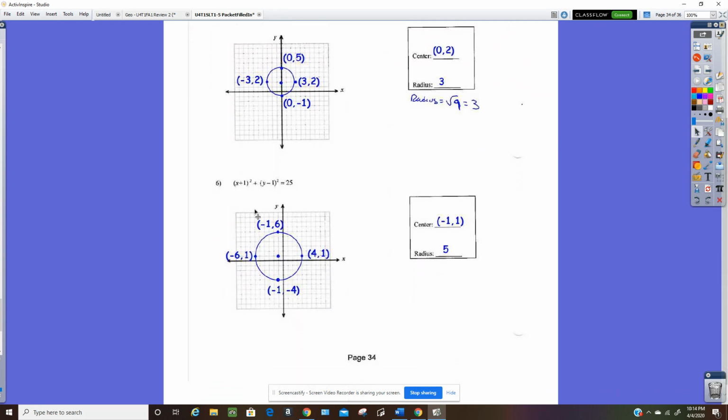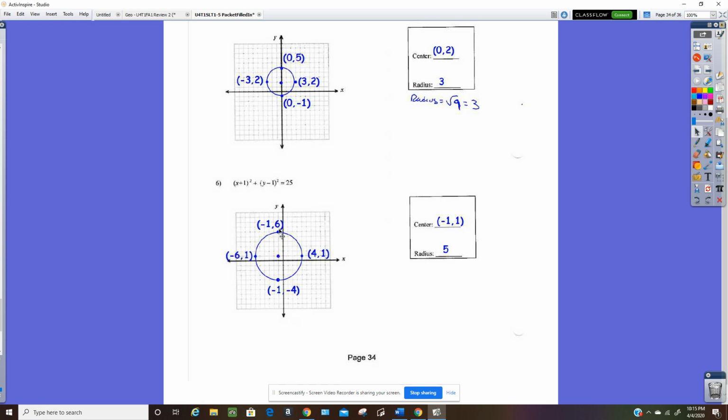And then looking at this equation here, the opposite of 1 is -1. Opposite of 1 is +1. The radius is the square root of 25, which is 5. In order to draw the circle, you go to -1, 1. 5 to the right is 4, 1. 5 to the left, -6, 1.